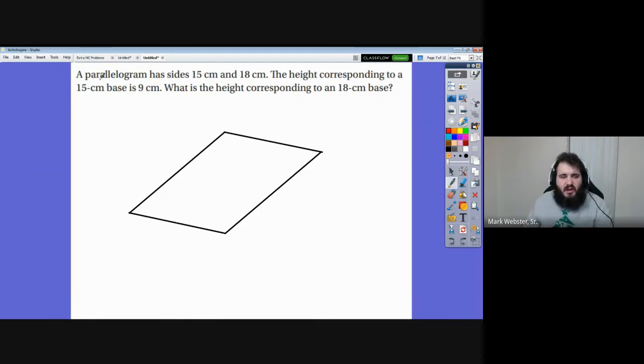All right, so they're telling us that the parallelogram has sides 15 and 18. So let's draw that out. And I'm telling you, if you do this in your head, it's going to be a pain in the butt. I wouldn't do it in my head. The height going with 15 is 9. And we want to know what's the height going with 18.